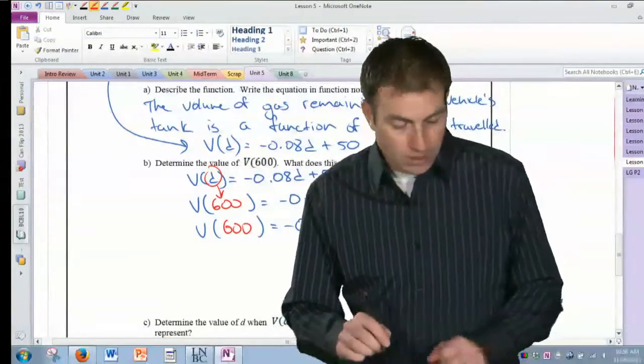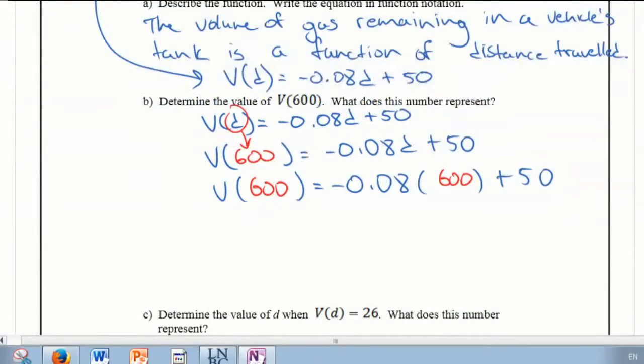Sorry. All right, so negative 0.08 times 600. I'm just going to leave this left side as V of 600. Negative 0.08 times 600 gives me negative 48. Then I'm going to add to it 50. So I'm just BEDMAS-ing it.